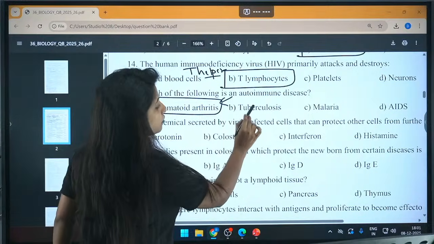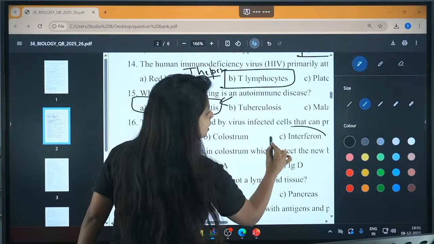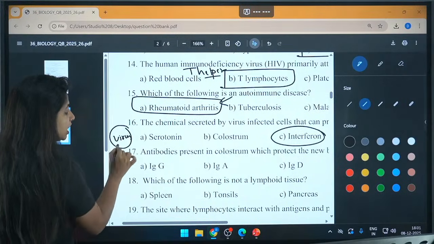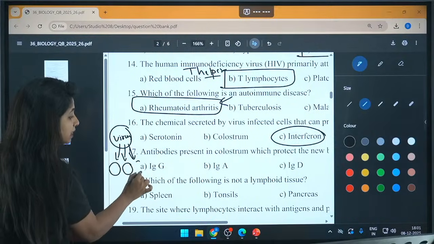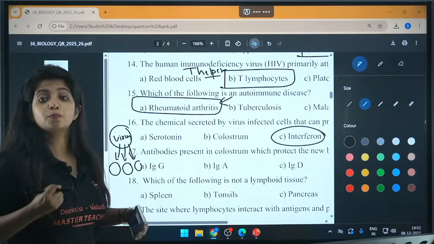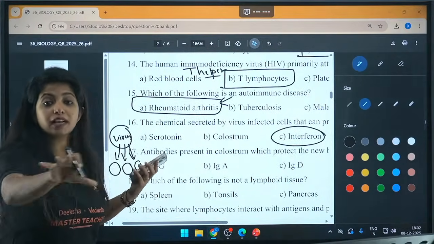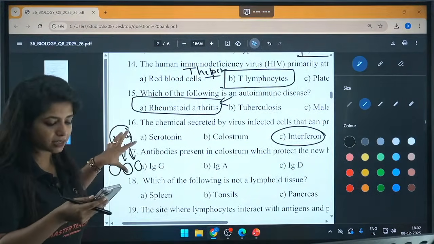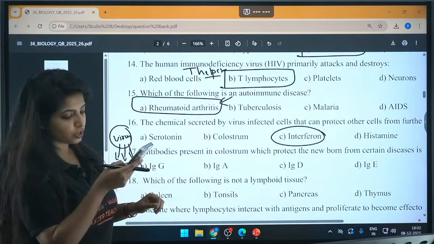So the chemical secreted by virus infected cells that can protect other cells is none other than interferons. Remember, suppose this cell is affected by a virus. Now, it will release some things which will go and act on other cells and tell them, hey, you guys be safe, there is a virus attack happening in our body. And it will inform the other immune cells to please produce more immune cells out there which can protect the other cells from getting damaged. So it is interferons which are released by virus infected cells. Always remember now. Okay, so your answer for this question is C.